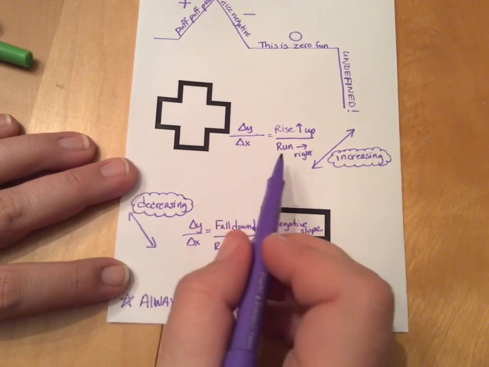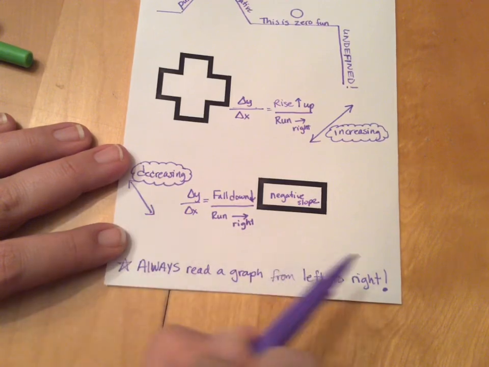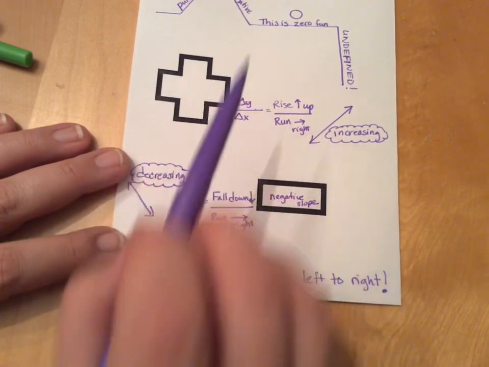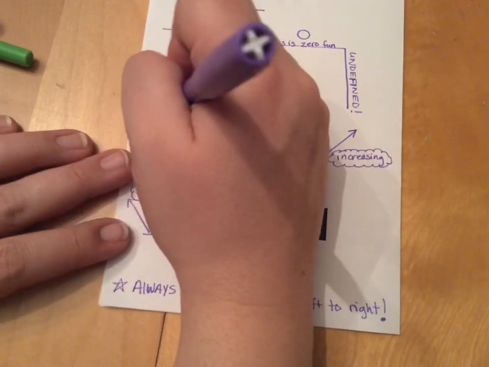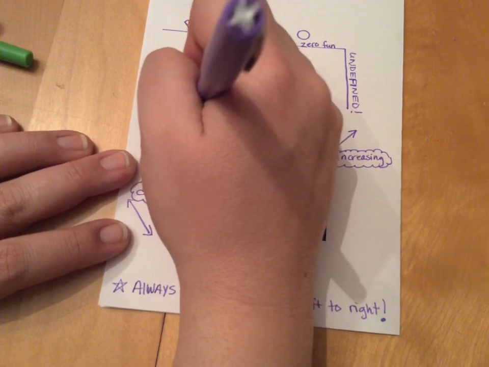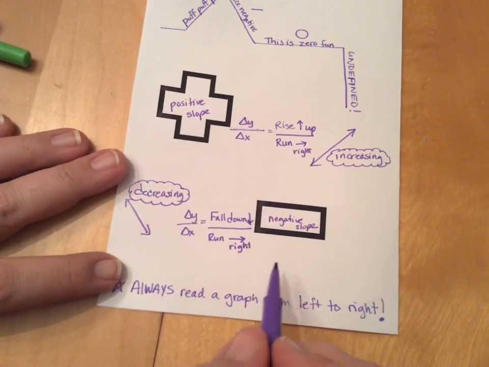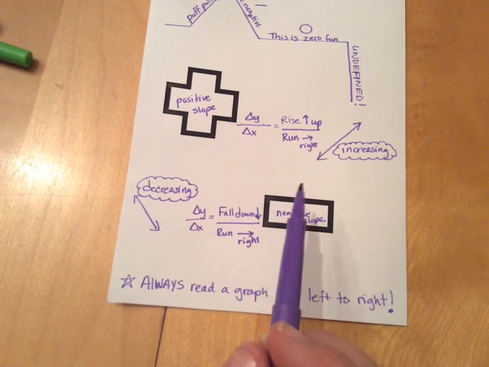So notice both of the bottoms say run to the right. That's because I read a graph from left to right. So I'm always going to run to the right. So I'm either rising up and to the right or falling down and to the right. When I'm rising up, it's a positive slope. When I'm falling down and running to the right, it's a negative slope. So increasing and decreasing are words we can use to describe these types of slopes.